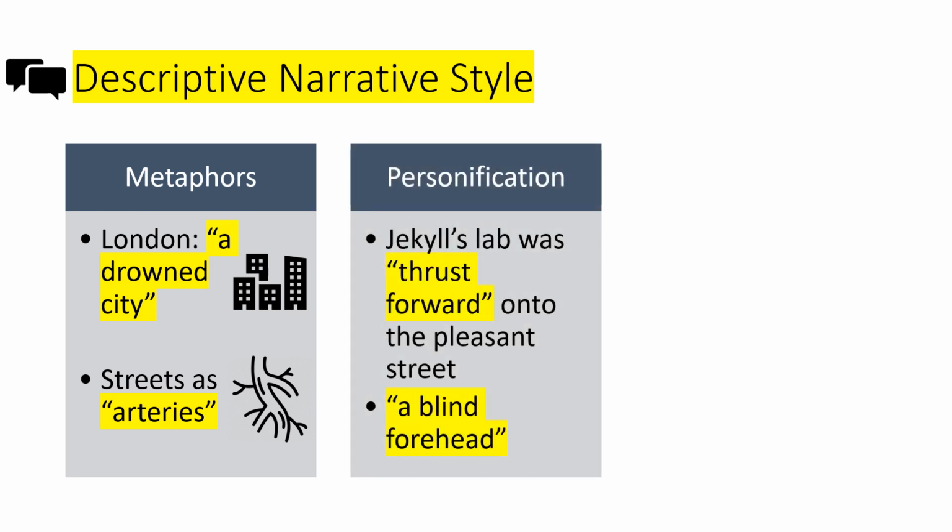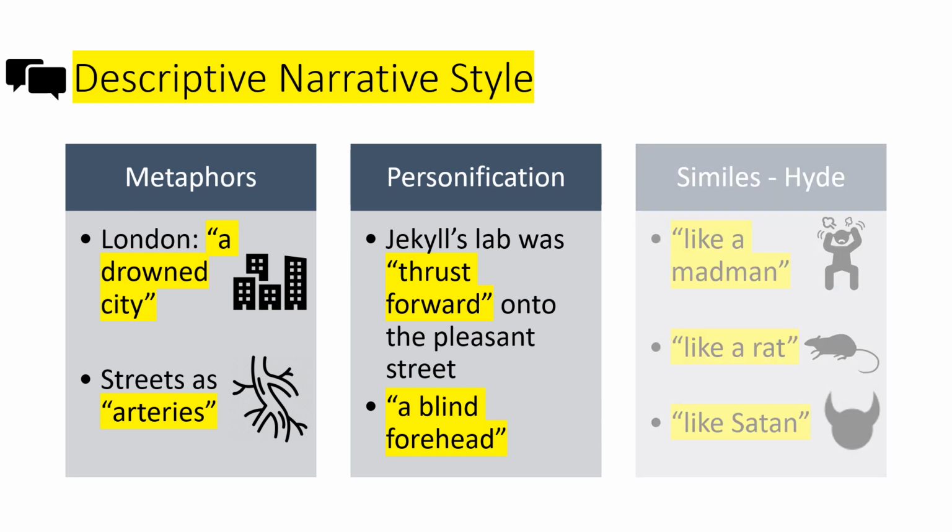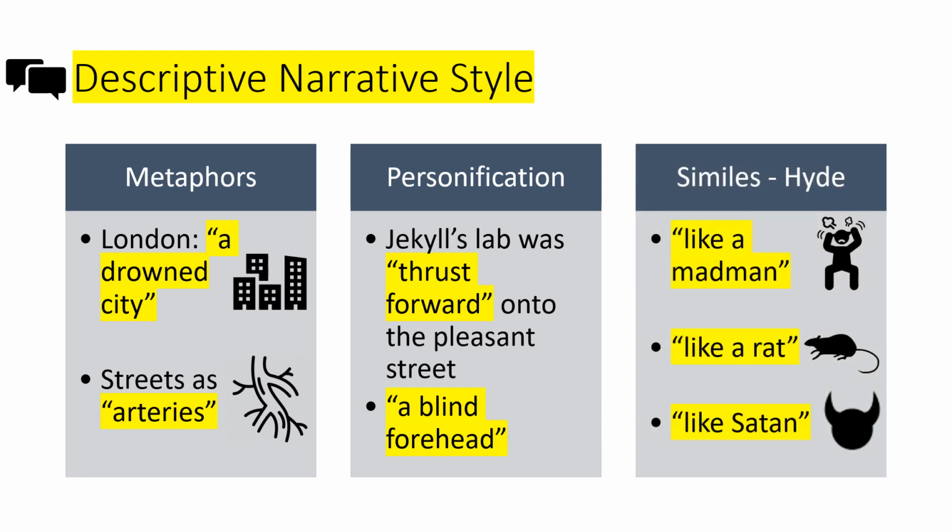Personification comes throughout this novella too. Jekyll's lab was thrust forward onto the pleasant street, and it's described as having a blind forehead. Making the building seem like a rude and secretive person, which represents Hyde, the person Jekyll has created in the lab.